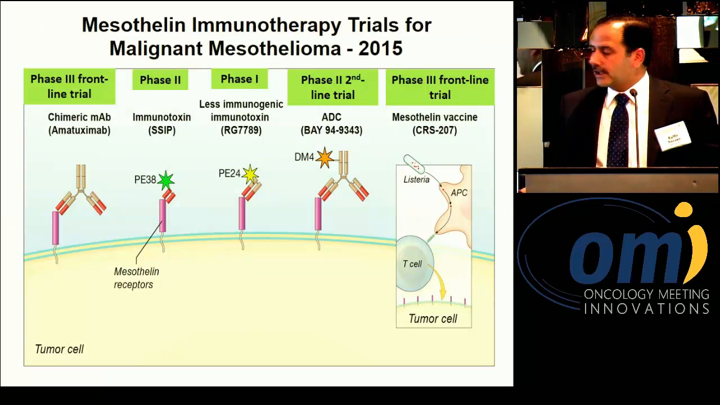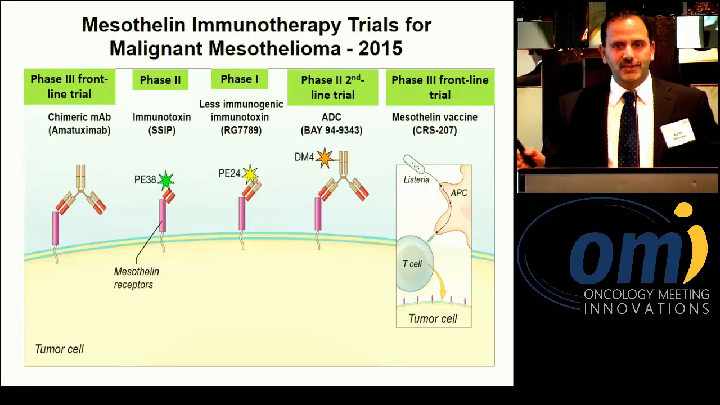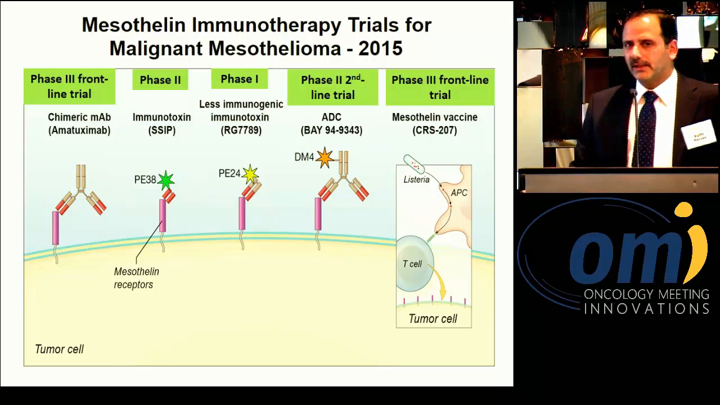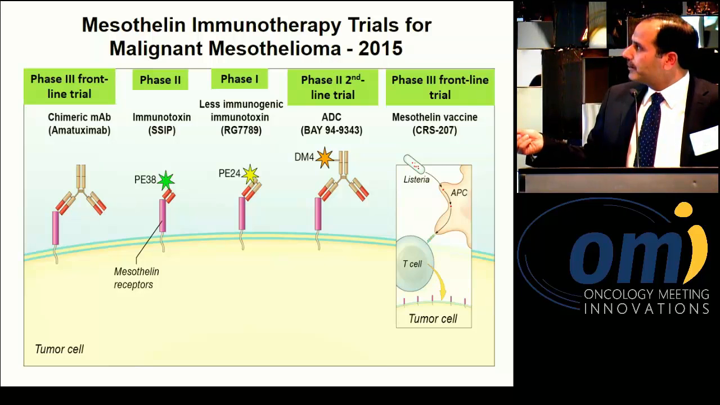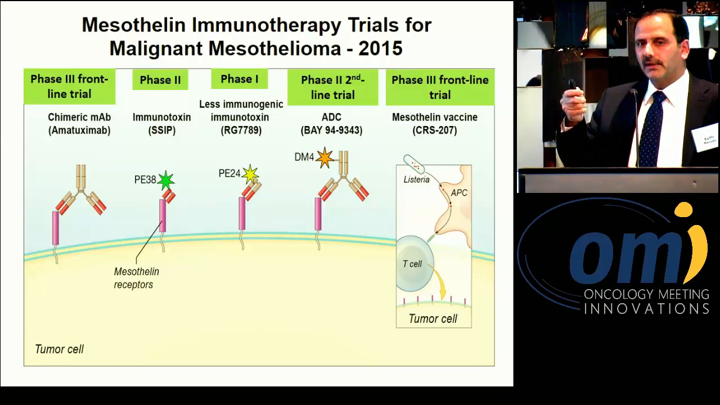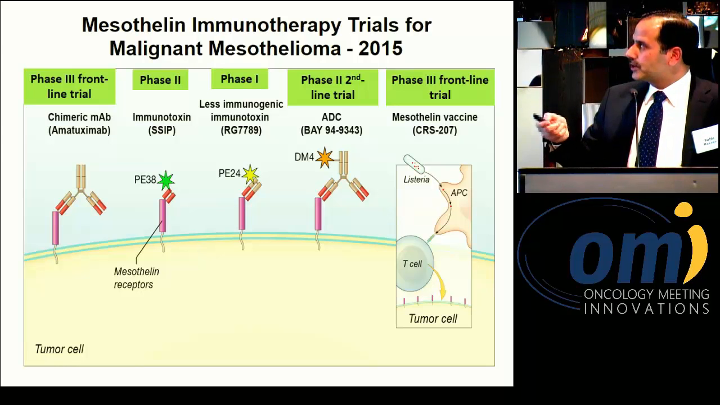So this is my last slide. I know I talked about many different agents, so I just want to put them in context where they are. So the chimeric antibody to mesothelin called amatuximab that we developed in collaboration with Morphotek is right now in a phase 3 frontline study. So it is comparing this with pemetrexed-cisplatin versus pemetrexed-cisplatin alone. The first patient was enrolled about 2 weeks ago.